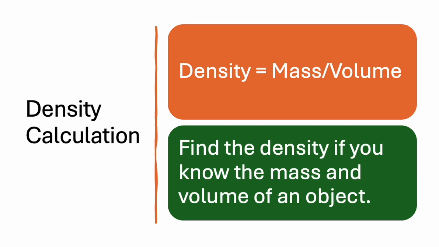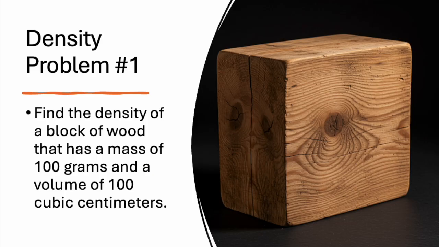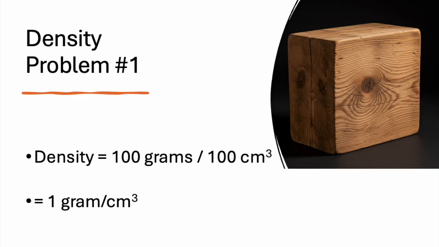Let's look at an example. Suppose we have a block of wood that has a mass of 100 grams and a volume of 100 cubic centimeters. The density of the block of wood would be 100 grams divided by 100 cubic centimeters. That equals 1 gram per cubic centimeter. This means that there is 1 gram of wood for every cubic centimeter of space the wood occupies.